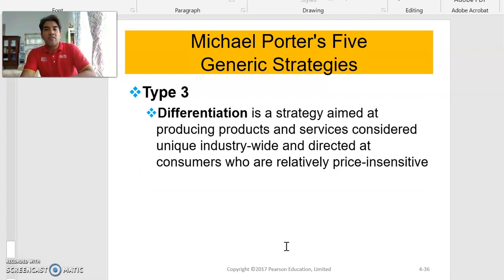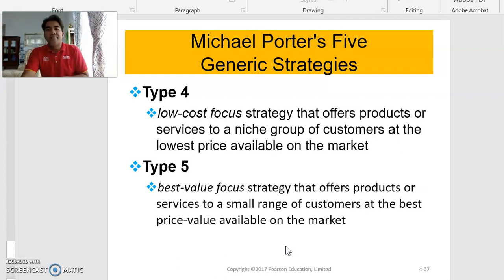And then type 4 is more focused. Now the size of the market has shrunk, it's much smaller, very niche. Low cost strategy, if we talk about low cost focus, the strategy offers products and services to a niche group of customers at the lowest price available on the market.